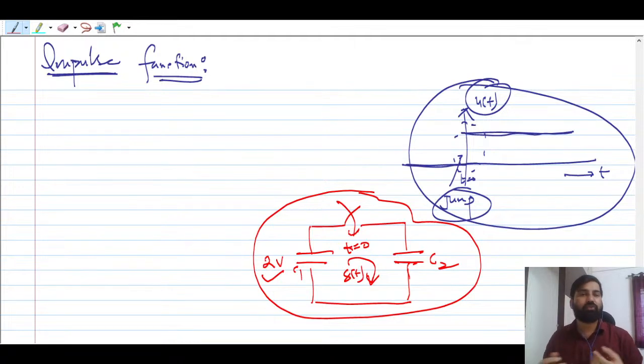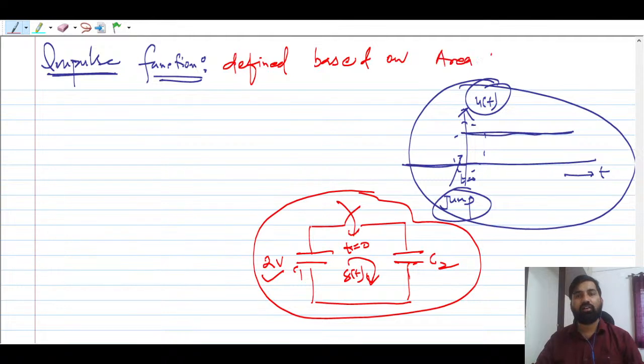The impulse function is nothing but what? At t equals 0, you are going to generate infinite force, which is not possible. But ideally, we are just talking, because we can model this kind of thing in mathematics. So it's fine. You have to remember that impulse is a tall, narrow spike with finite area. The impulse function is defined based on the area concept.